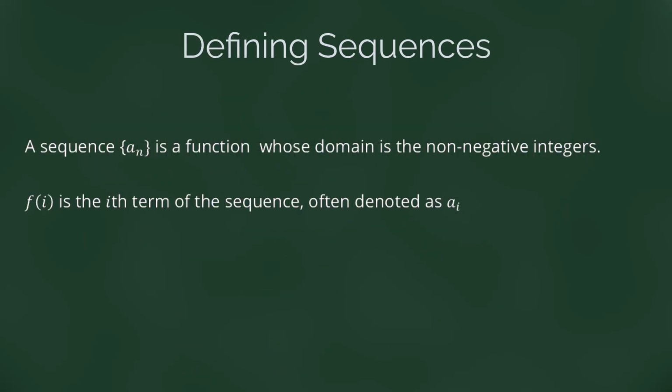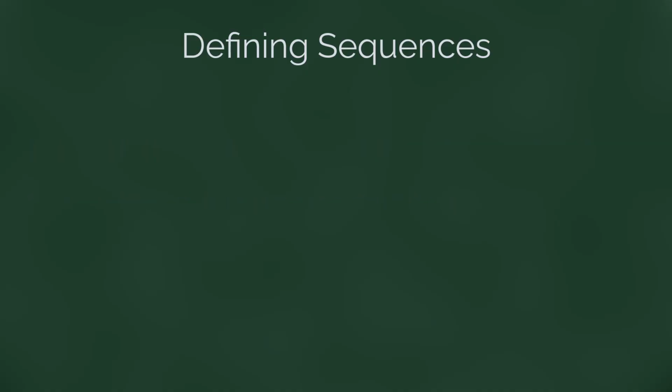We're going to use the definition of a sequence given here, which is that a sequence is a function whose domain is the non-negative integers. That means that f of i, where i is an integer, is going to be the ith term of the sequence, which we will often denote as a sub i. That then gives us two ways to define a particular sequence.